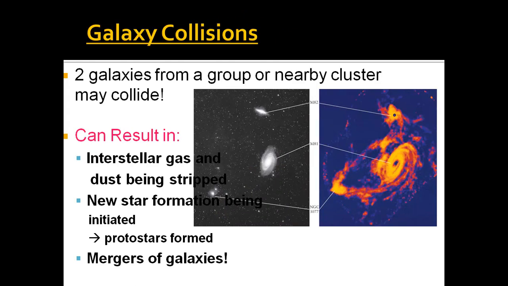Okay, so because galaxies exist in these groups, it's not too uncommon for galaxies to collide. Two galaxies from a group or from a nearby cluster of galaxies absolutely can collide, and we see it happening throughout the universe. Two galaxies are gravitationally attracted, and they can interact. In fact, the Andromeda Galaxy and our Milky Way Galaxy will most likely interact and collide over time. What can result from this collision is that interstellar gas and dust can be stripped from the galaxies. This can cause new star formation to start in these colliding galaxies, meaning that protostars can actually form. And this is where we get a merging of galaxies. Two galaxies moving together can start more star formation and combine to form either one kind of weird galaxy or a large galaxy again.